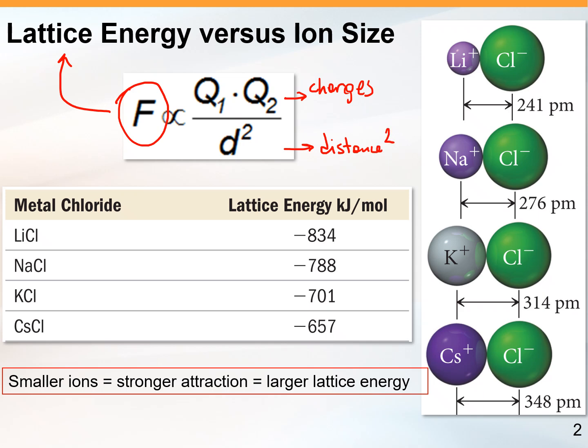Let's see the effect of ion size, or the distance. As the ions get smaller, that means you're dividing by a smaller number, so the force will be larger, the attraction will be stronger, and the lattice energy will be larger. Therefore, lithium chloride, having the shortest distance between the centers of the ions, will have the highest lattice energy.